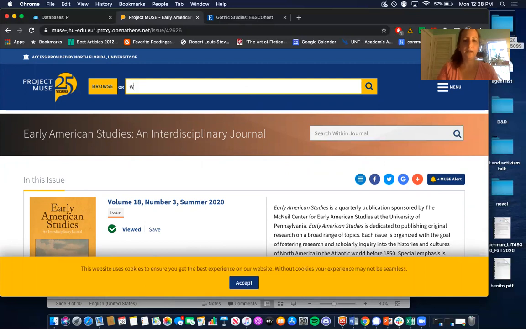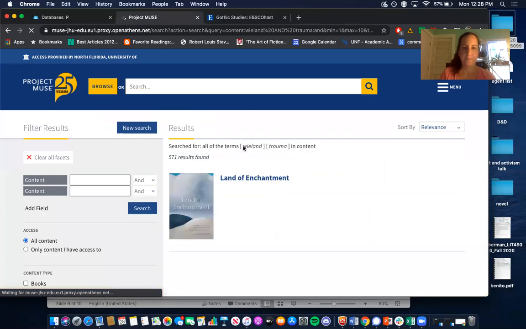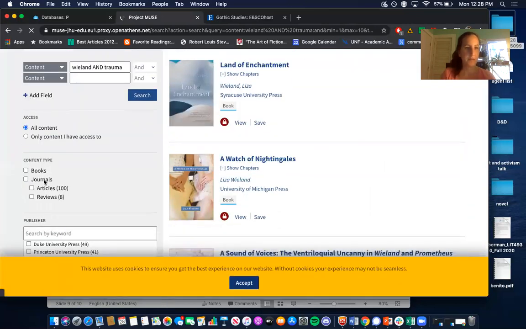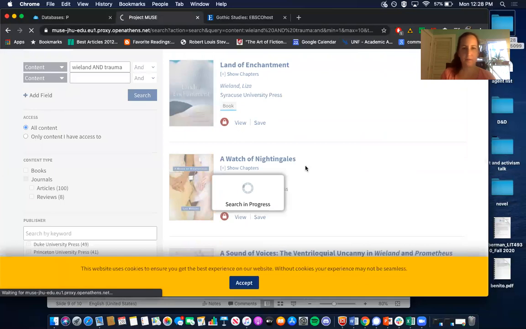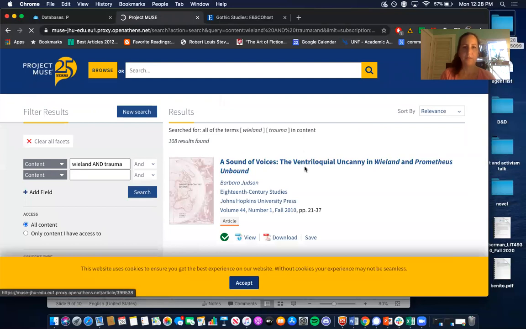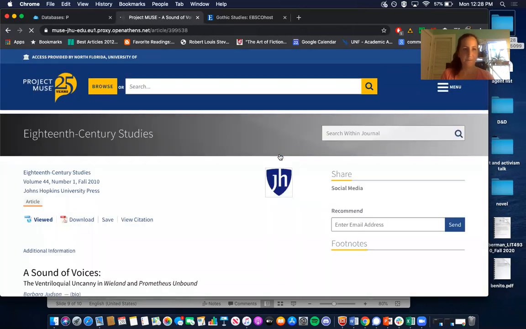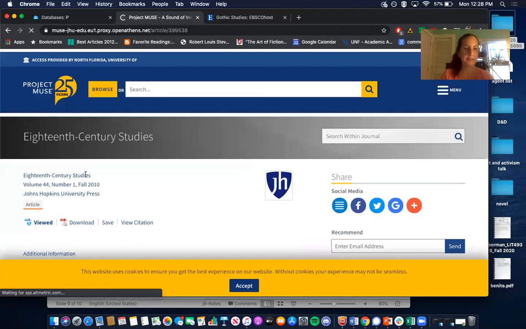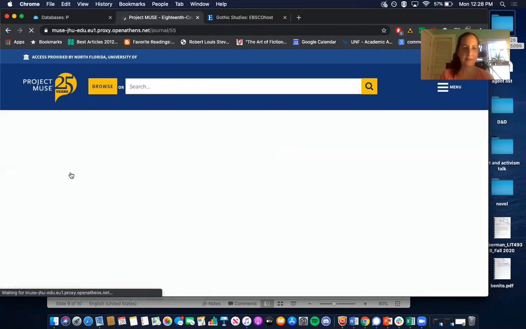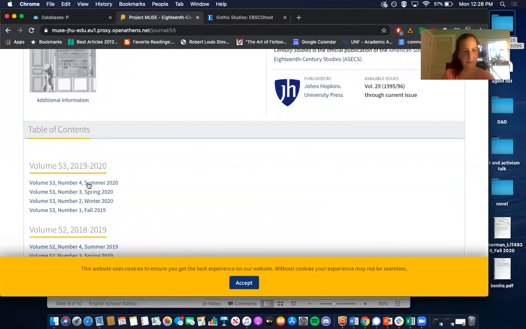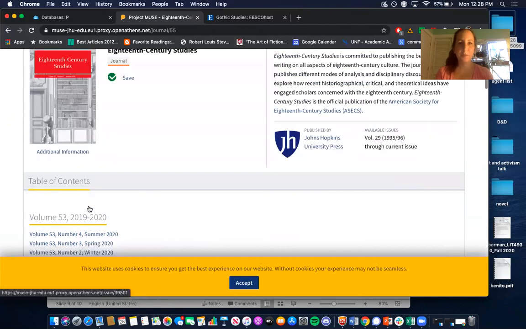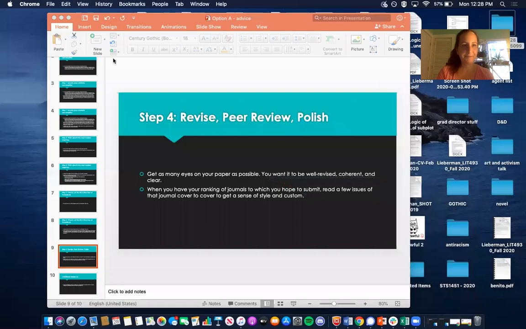Another way to do it would be, let's say we're looking for Wieland and trauma. I only want journals. Okay, so this is an 18th century studies. I could go to this particular essay and then read this essay that's interesting to me, and then go to 18th century studies and again do the same thing. What have they published recently that came from 2010? What has the conversation looked like more recently? Have other people talked about Brown in this journal since then, etc.